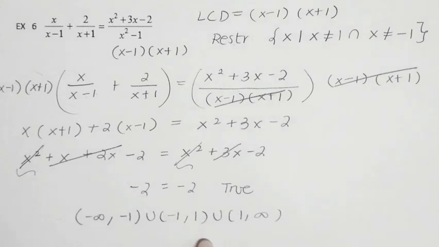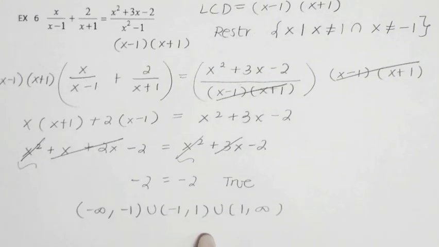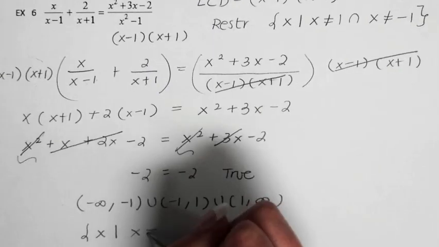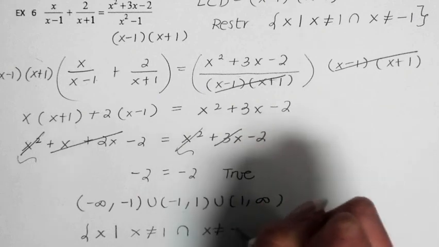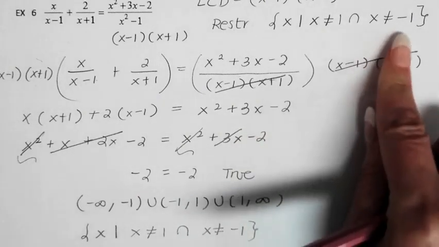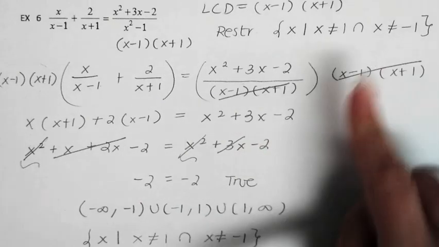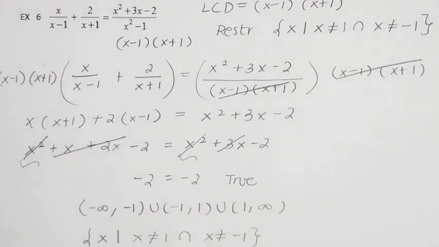Okay, if you prefer the set notation, what would be the set notation here? It would be x such that x is different than 1 and x different than negative 1. So technically it is the restriction that you have here. Okay, and that is it for solving rational equations.